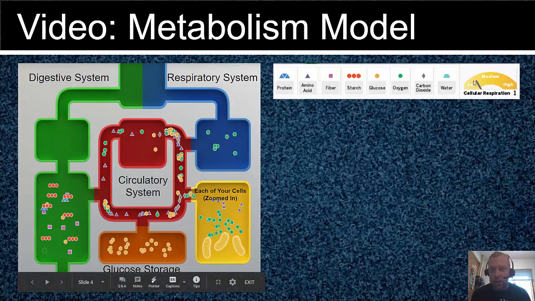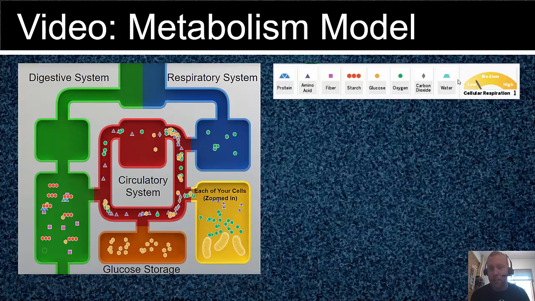Over here, it'll actually show you cellular respiration levels. So every time you'll see cellular respiration happening in your cell, you'll notice that the cellular respiration levels go from low to high, depending on how fast it's happening or how much it's happening. And that tells you how much energy you're going to have to do certain functions.